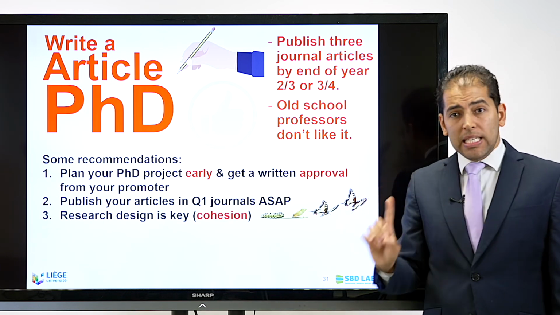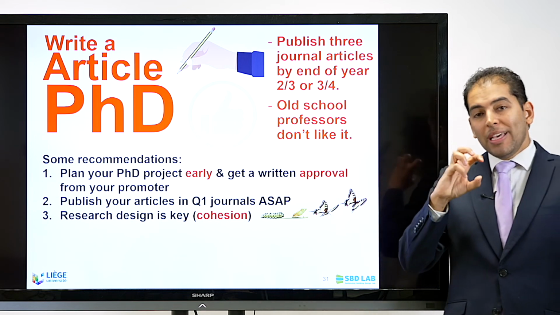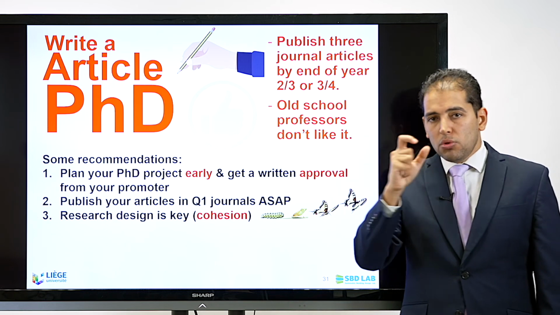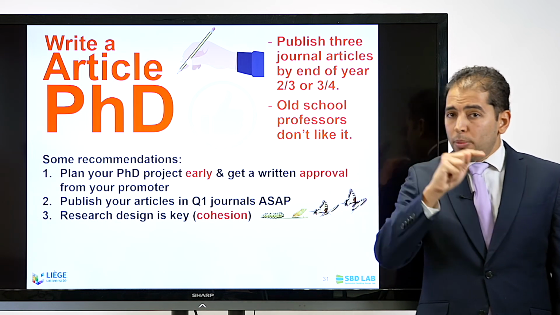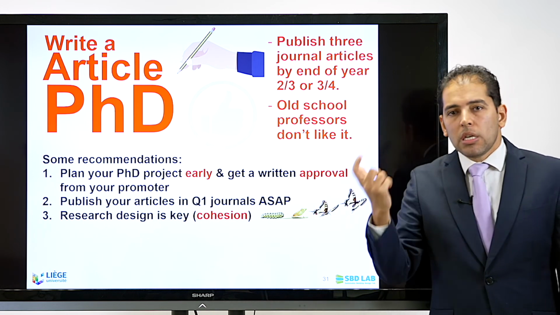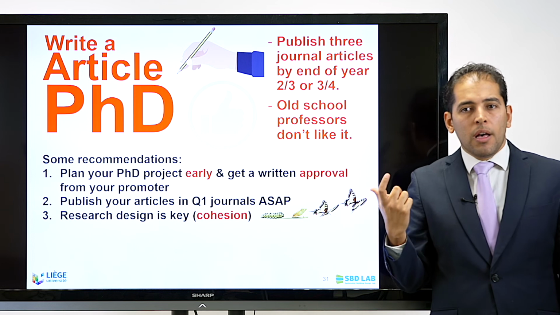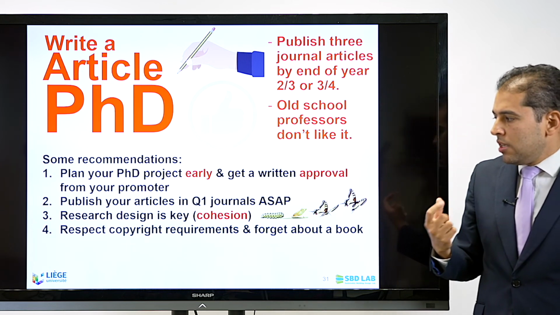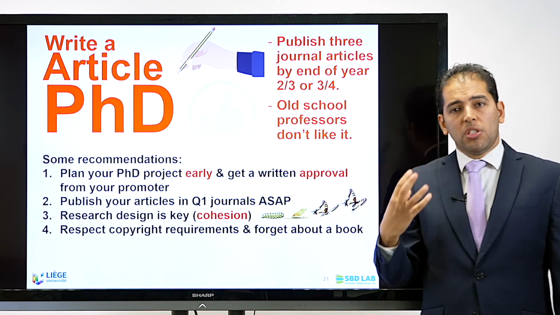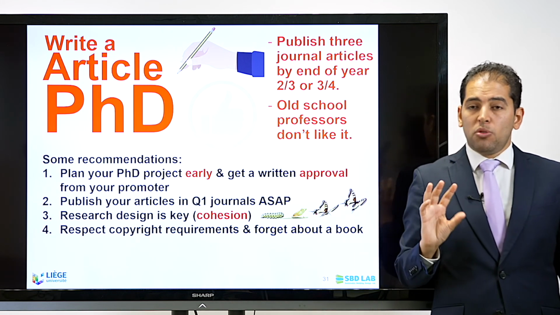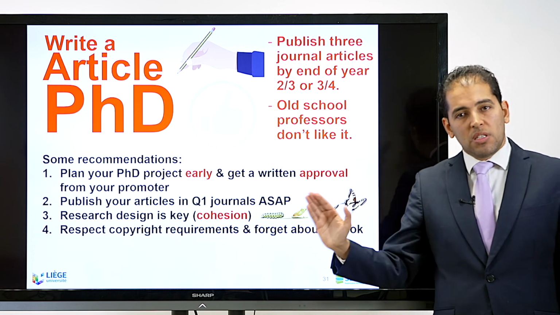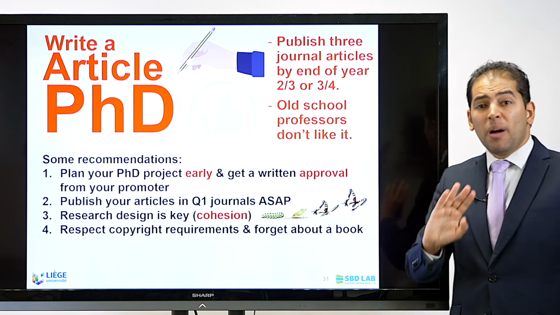Research design is key. Make sure your research design is cohesive, integrated, and that you have research questions that build on each other so that paper 2 is a follow-up of paper 1, and paper 3 is a follow-up of paper 2, not a mixed, unrelated, non-connected publication strategy. Respect the copyright requirements, and if you cannot publish the article as it is, if it's not in an open access format, respect the publisher, put it in an appendix, restricted access, and forget about a book.